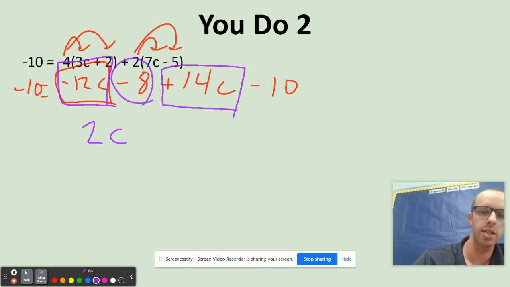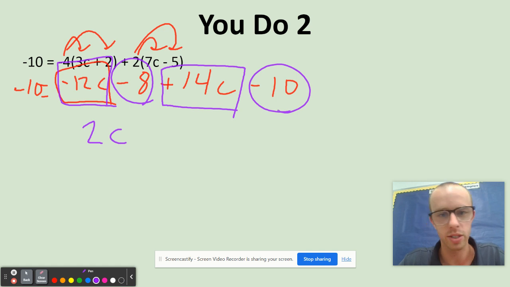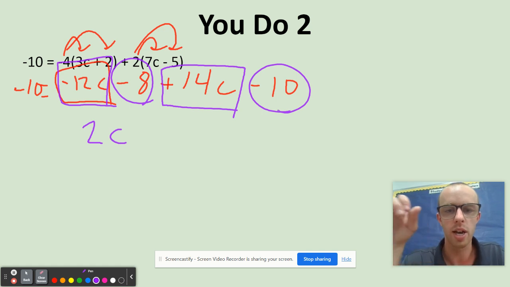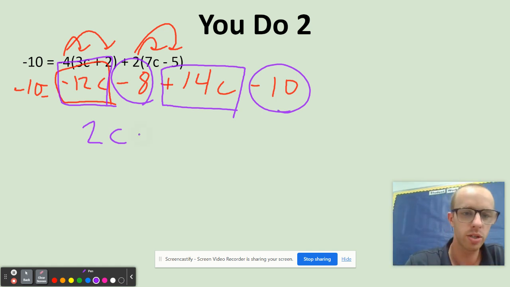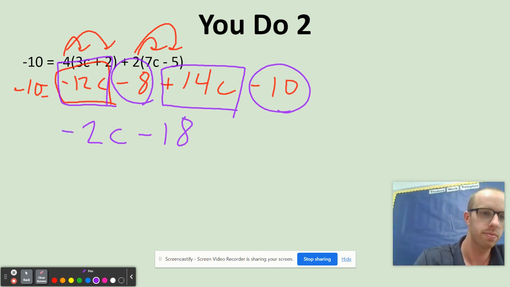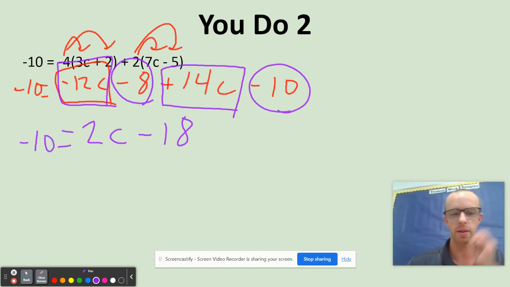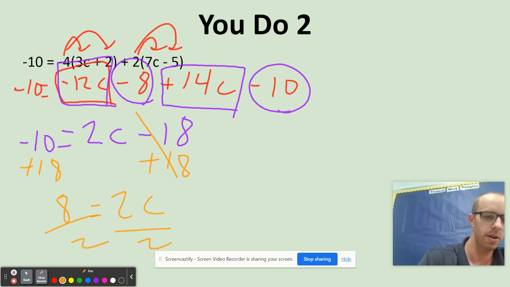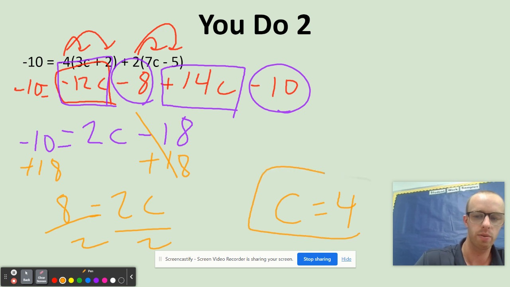And then I have this negative 8 and this negative 10. These are constants, so they are also like terms. Negative 8 and negative 10. If I owe Dylan $8 and I owe Ali $10, I owe a total of $18. And this still all equals negative 10. Now I have a two-step equation. Easy from here. I got to get rid of the negative 18, the constant, add 18 to both sides. These cancel. Negative 10 plus 18 is 8 equals 2c. Divide each side by 2, and I get c equals 4.